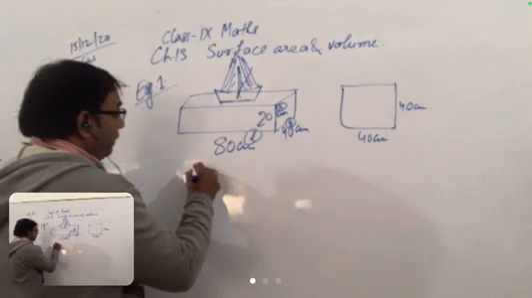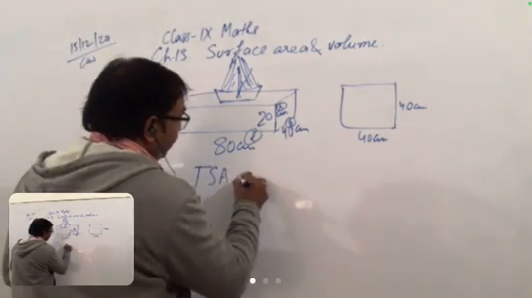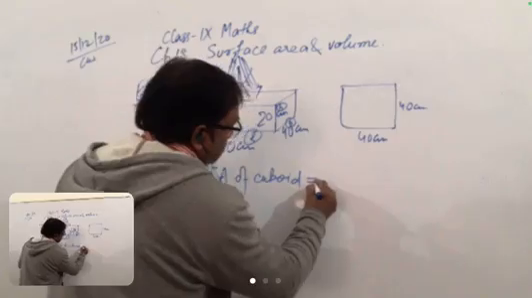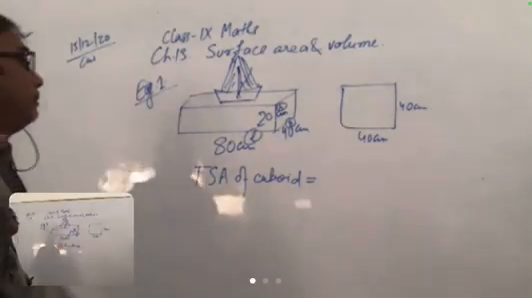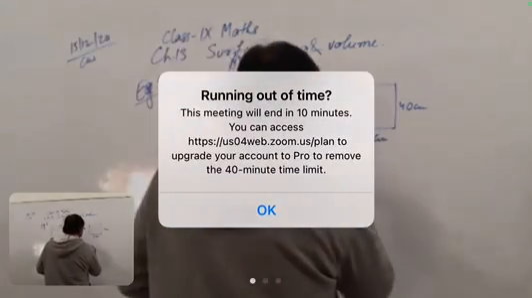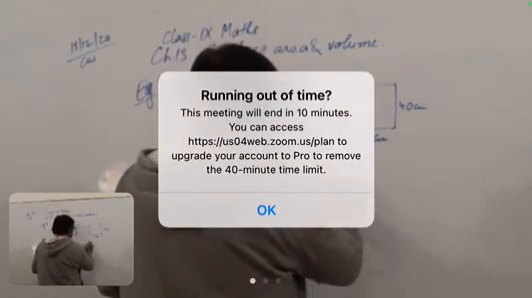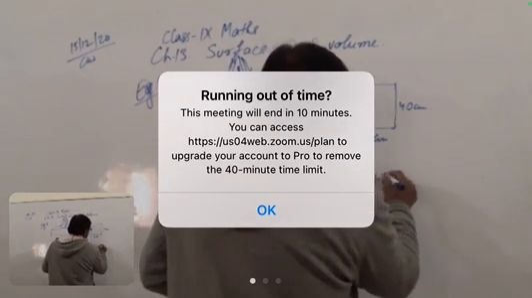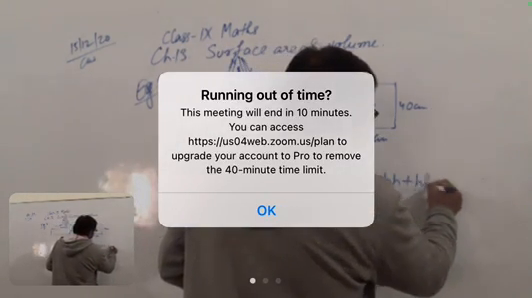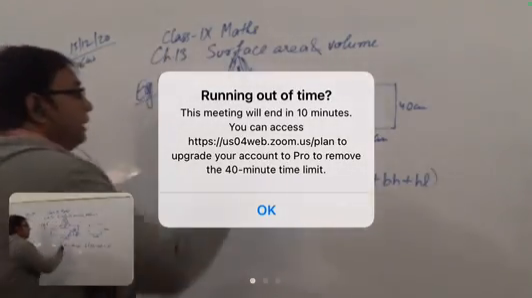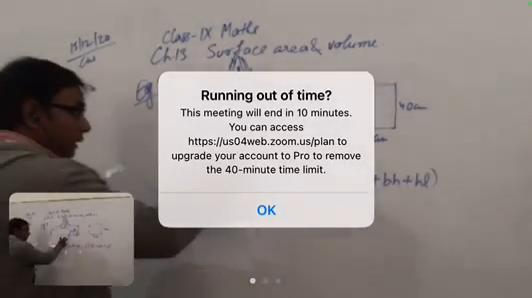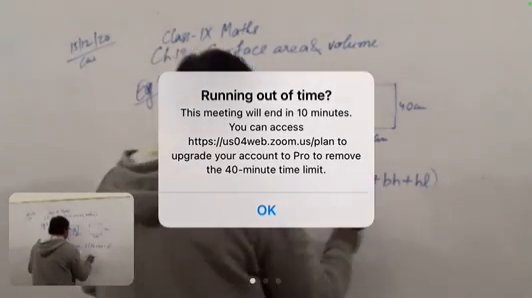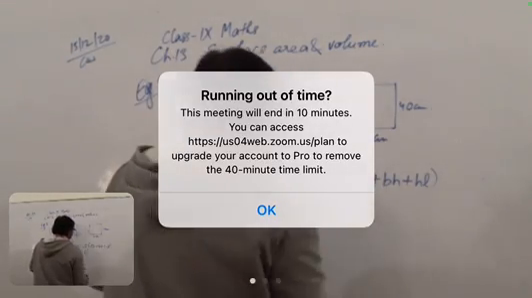So Madhvi, can you please tell me what is the total surface area of cuboid? Sir, 2 into LB plus BH plus LH. Okay, good. 2 bracket LB plus BH plus HL close. Now you understand what is length, what is breadth, and what is height. Can you put this value in this?